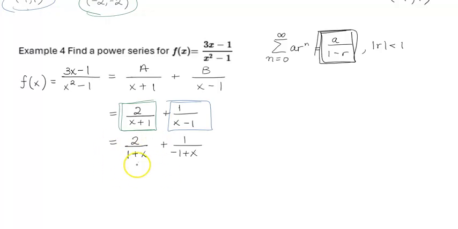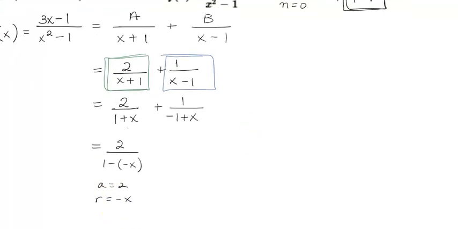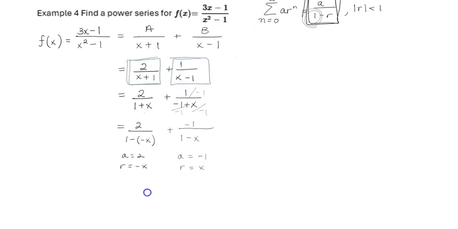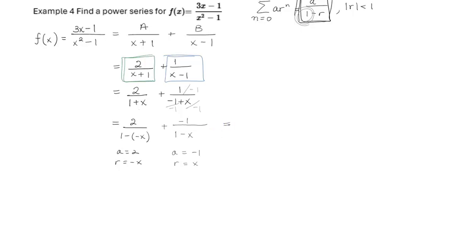So the first term is pretty much just about set up. I can see that a is going to be 2 and that r is going to be a negative x. In the second term, I need this to be a positive 1 in order to match it to that form. So I'm going to have to divide all of these terms by negative 1. So now I have a negative 1 divided by 1 minus x. So now I can see in the second term that a is negative 1 and that r is simply a positive x. So now we should be able to write these as power series.